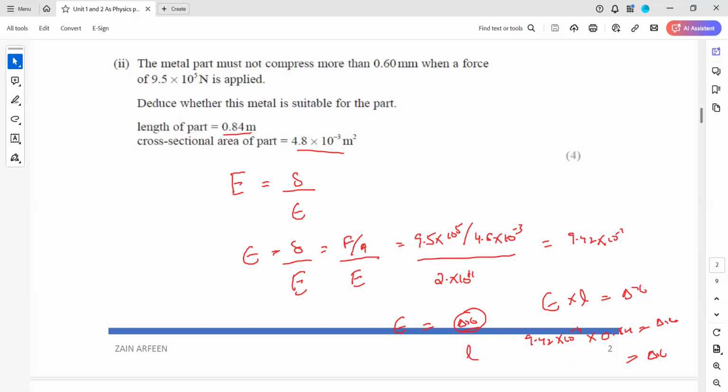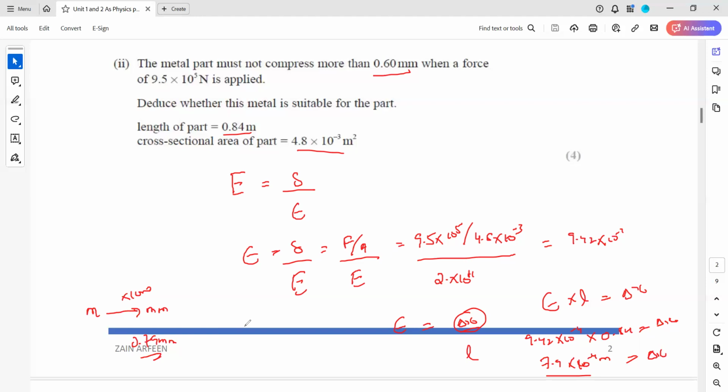The answer will be in meters. So it will be 7.9 into 10 to the power minus 4 meter. If you want to convert from meter to millimeter, we multiply by 1000. So if you multiply by 1000, this will become 0.79 millimeter. So the change in the length is 0.79, but they mentioned the metal must not compress more than 0.6 millimeter.